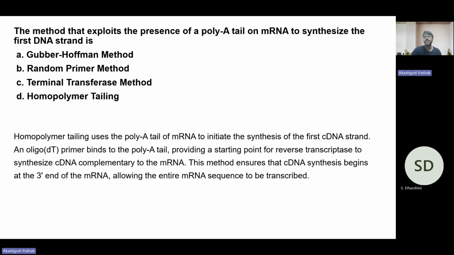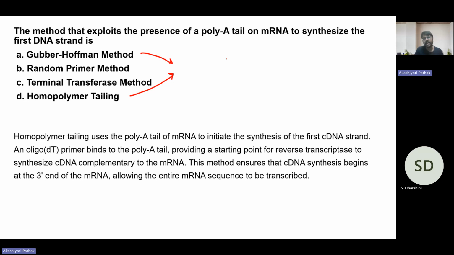So actually, this question has some issue. Because if you carefully understand both the methods, this Gubler-Hoffman method and the homopolymer tailing, then in both the methods, what are you doing? What is the first step? Your first step is you are having the mRNA and using the mRNA as a template.